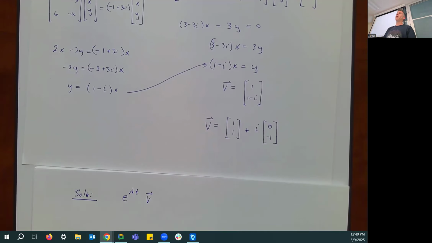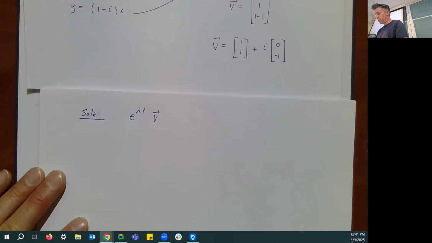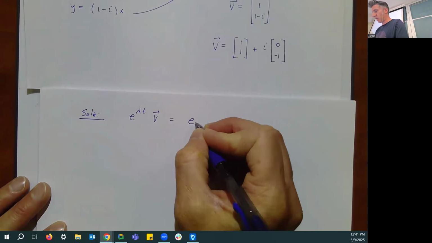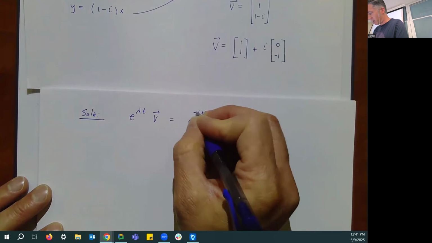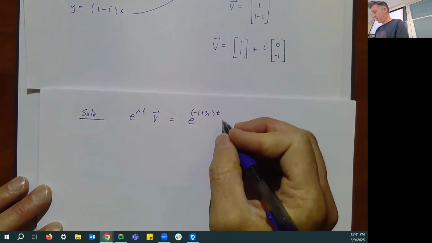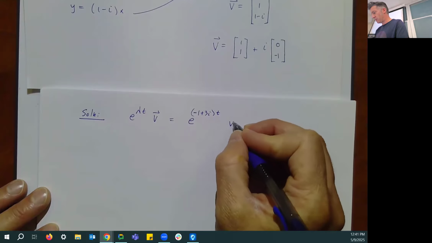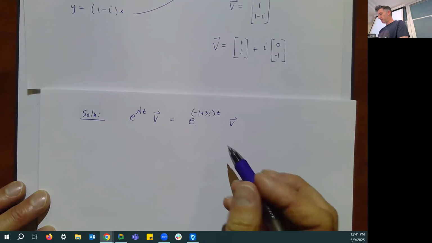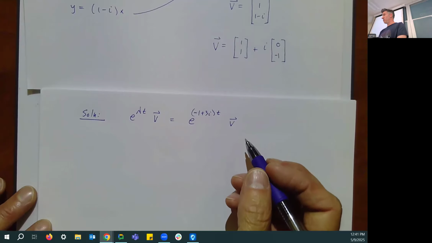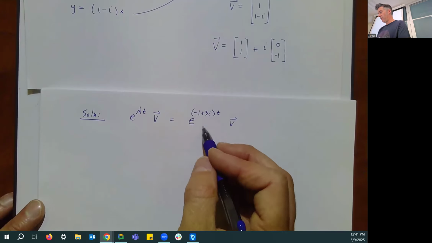That's where we're starting. And I'm not writing the C because we're going to incorporate it in at the end. So that's going to equal e to the, let's see, my lambda was -1 plus 3i times my vector, which I'm just going to write as v for a minute until I've simplified this more. I know my vector v is right there, but let's not write all that every time until we need to. So then we're always going to simplify this.